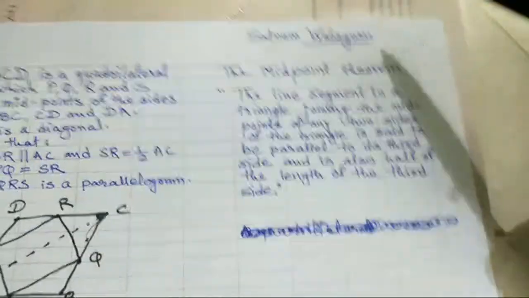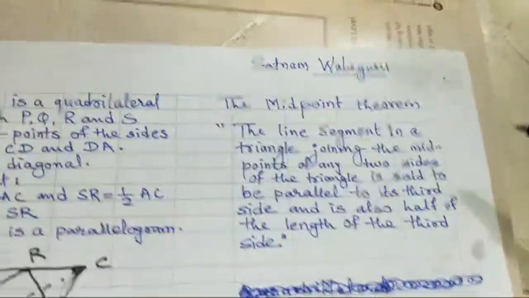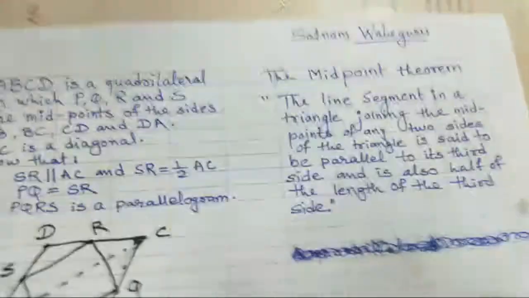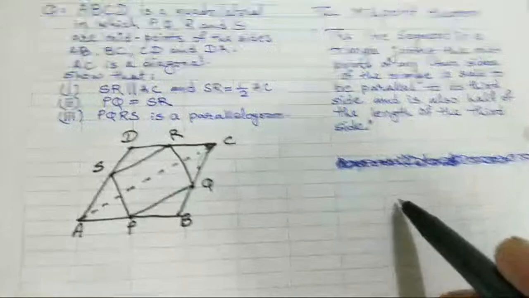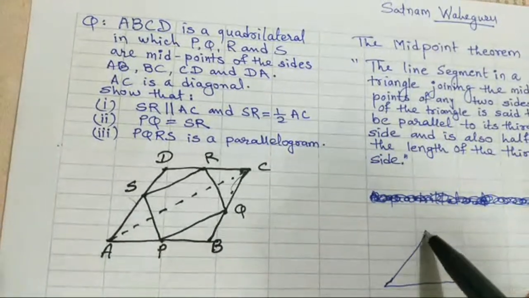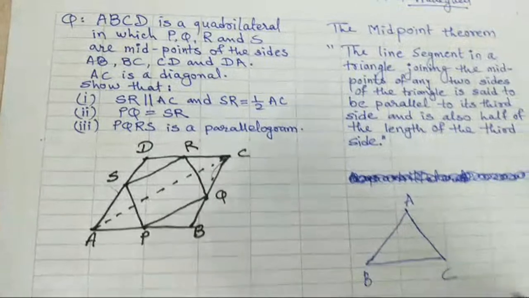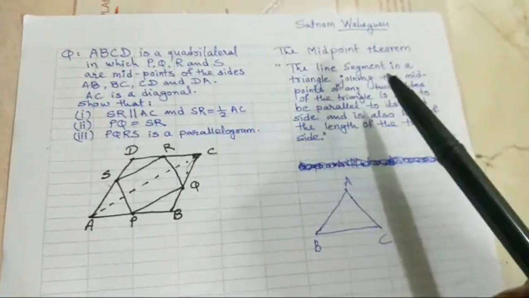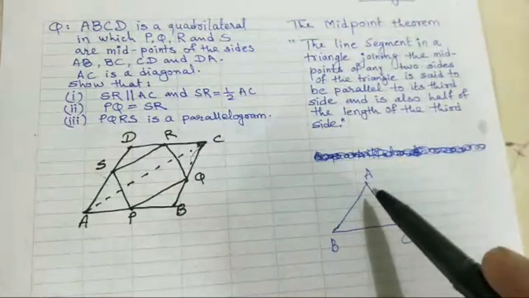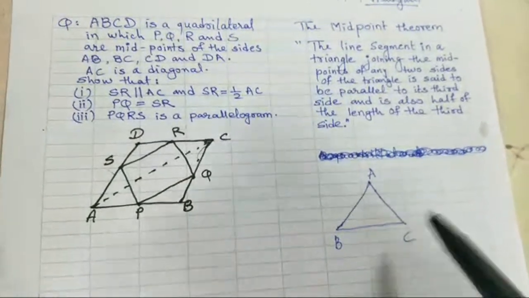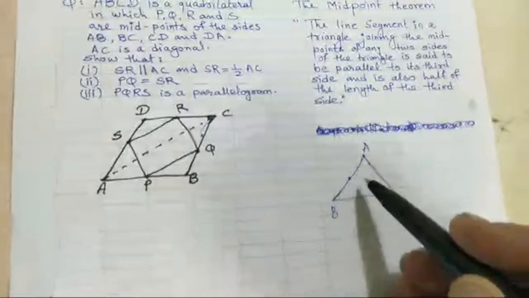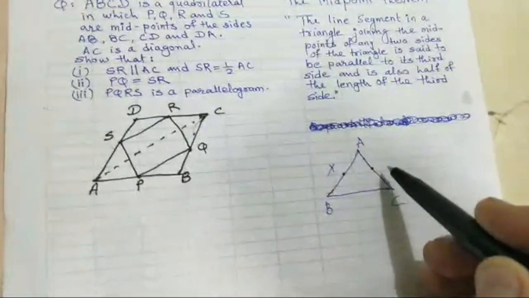So let us first understand what is the midpoint theorem. The midpoint theorem statement says that the line segment in a triangle, let us understand by drawing a triangle here. We have drawn a triangle, let's call it ABC. The statement is the line segment in a triangle joining the midpoints of any two sides. Let us take any two sides. Suppose the first side we take AB and second side is AC. So midpoints of any two sides means, suppose midpoint of AB is X and midpoint of AC is Y.